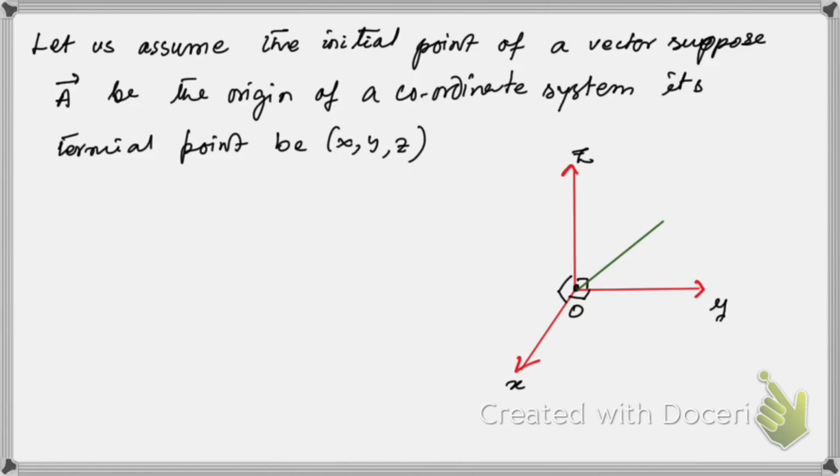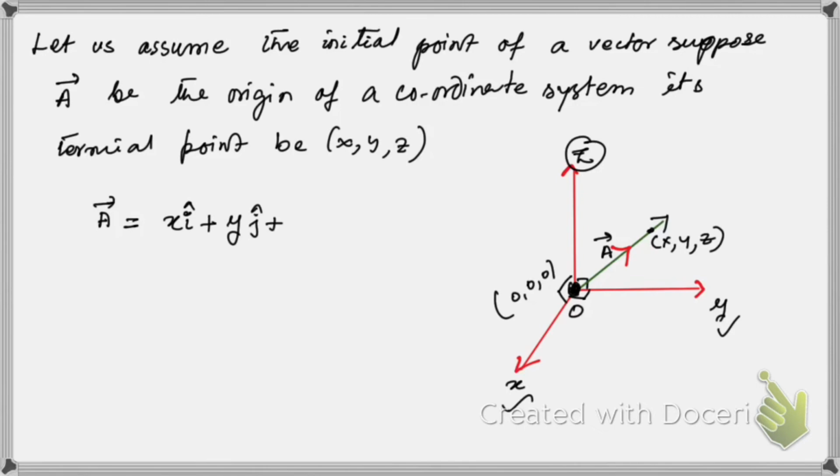So here you see, we have taken a vector, and its initial point is taken to be the origin of this coordinate system. This is the x direction, y, and z. So this point 0, 0, 0 is the initial point of this vector, and the terminal point is x, y, z. This is the coordinate of the terminal point. Then this vector a is represented by x i cap plus y j cap plus z k cap.